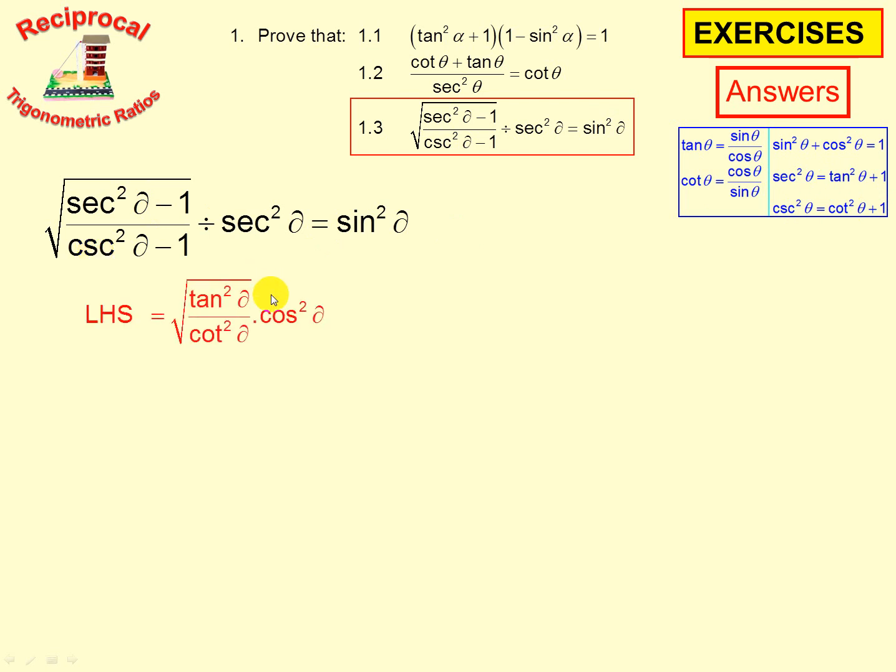Notice, multiplying by cos squared, because we're dividing by sec squared. Now this cot squared, instead of going to sine and cos, why don't I just take that to the top and make it tan squared? So we end up with tan to the 4. The square root of tan to the 4 is tan squared. Now we're going to change into sine and cos.